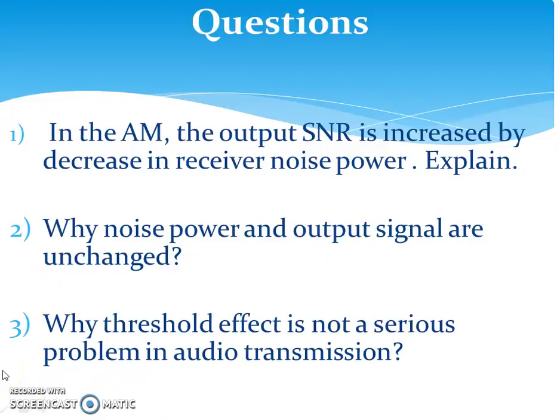Now, the third question: why is the threshold effect not a serious problem in audio transmission? So, here is the answer. For voice and music transmission, SNR has to be in the range of 30 to 60 decibels, which requires the input SNR to be considerably above the threshold level. As input SNR drops considerably below 30 decibels, additive noise will obstruct the signal completely, long before the multiplicative noise captures the signal. Thus, for audio transmission, the threshold effect is not a serious problem. That's all for now. Thank you for patiently hearing.